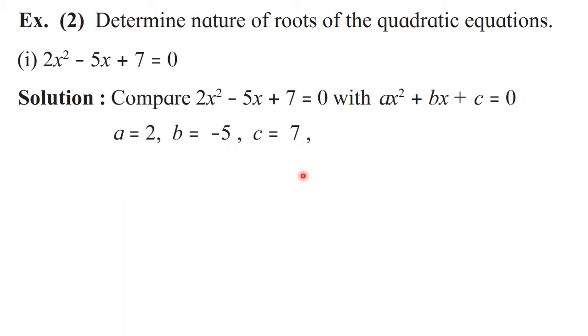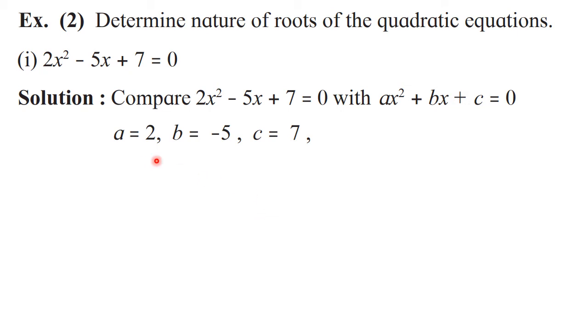Whenever you have any question related to formula method, you have to compare it with the standard form. That means either you have to solve it by using formula, or you have to find discriminant, or you have to decide the nature of the root, everywhere you need to compare it with the standard form. And you need to write down the values of a, b, c, and then only you can proceed further.